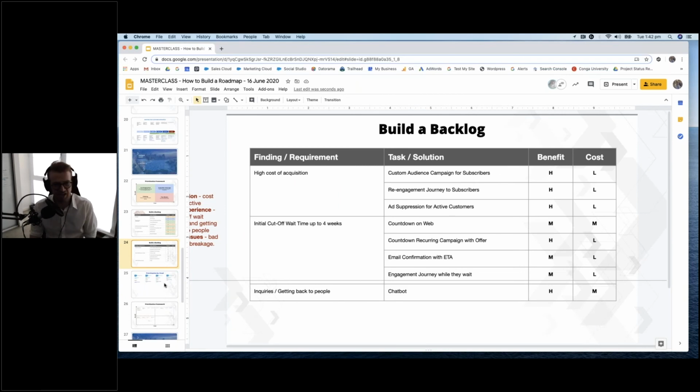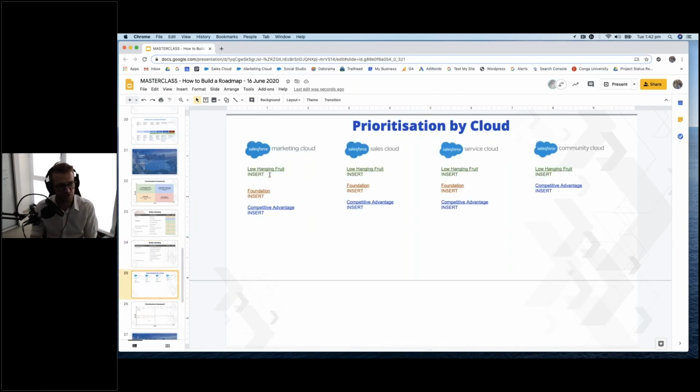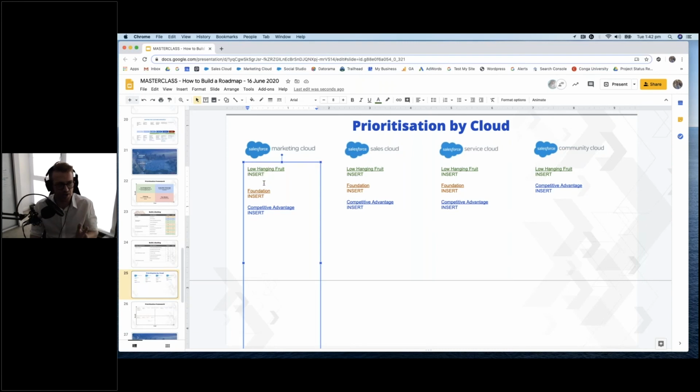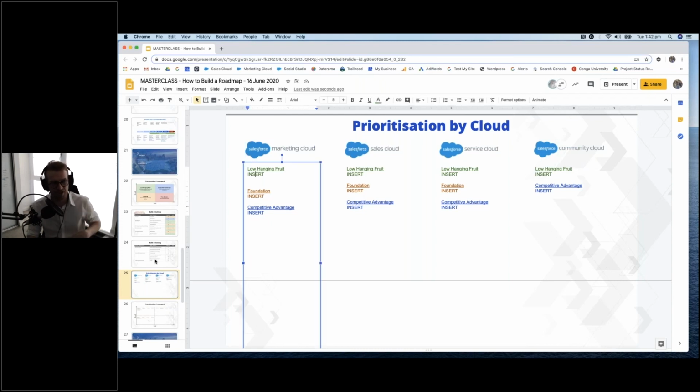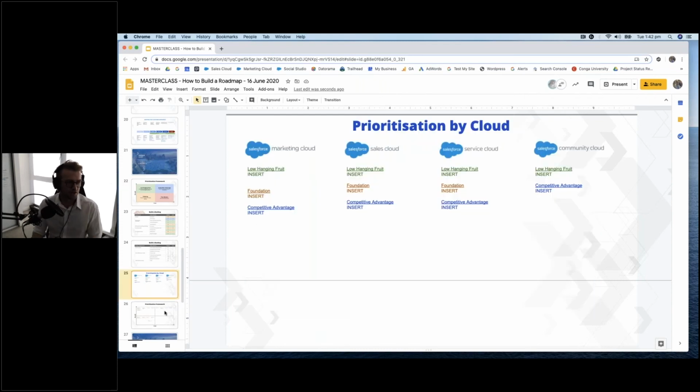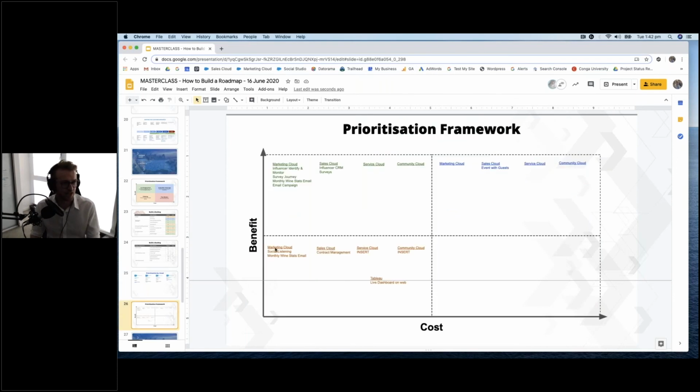Very easily, we'd just build it out. And then you come here and you'd map it into each of the different clouds or solutions. So what's low-hanging fruit, what's foundation, what's competitive advantage. Another thing to think about in most companies is these are different streams. So the marketing cloud team is very different to the sales and service cloud team. So you may also want to separate the backlog by team, so every team has their own prioritization framework. But I'm not going to do that now in the interest of time.